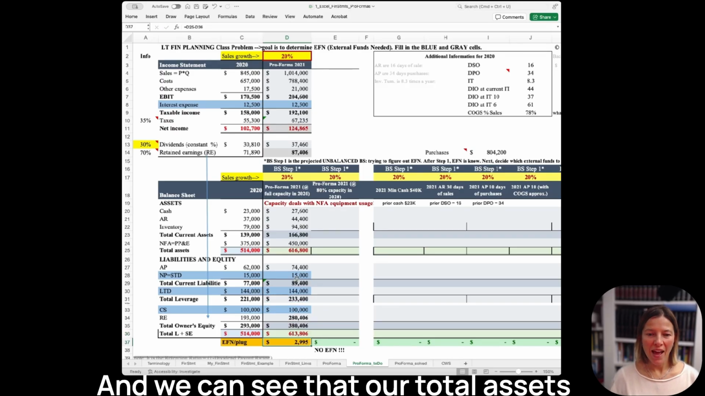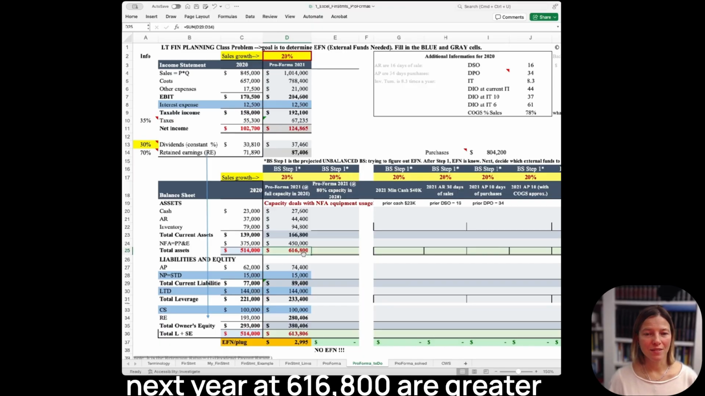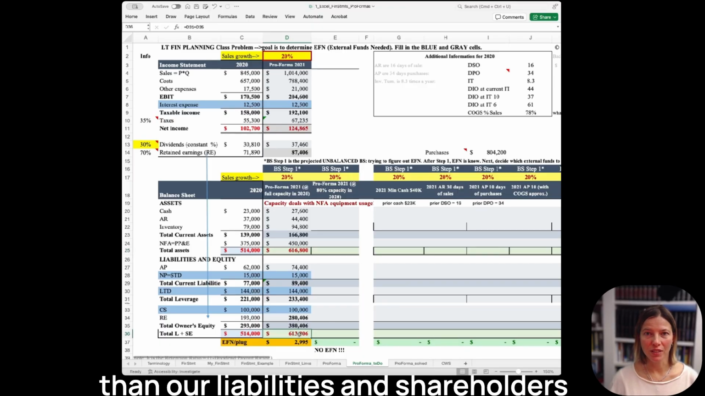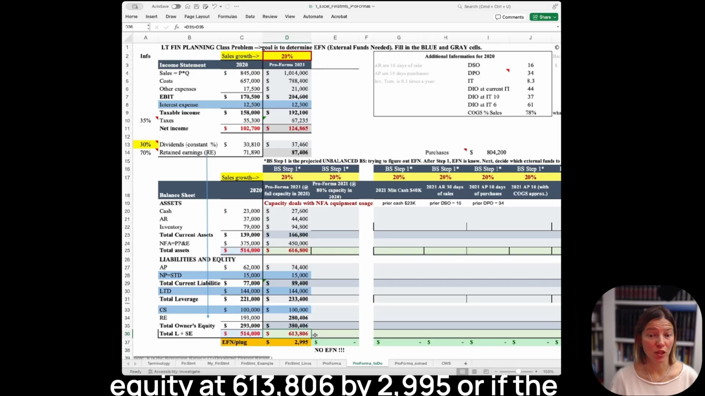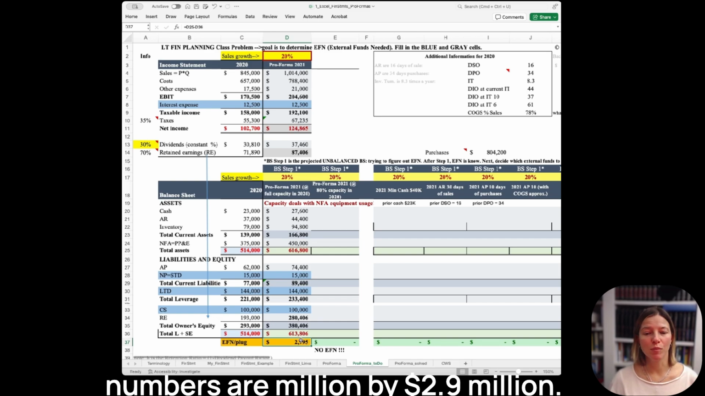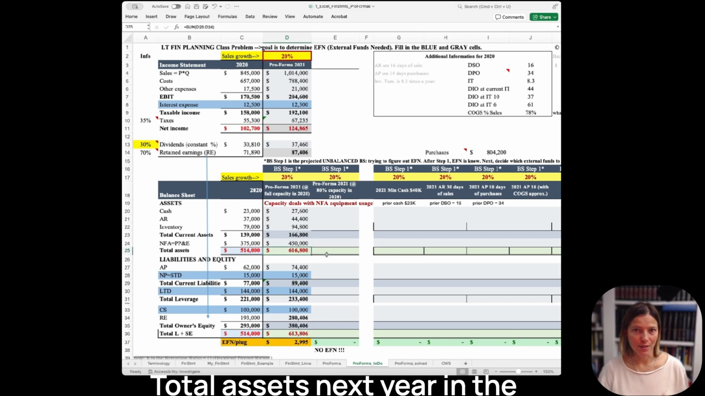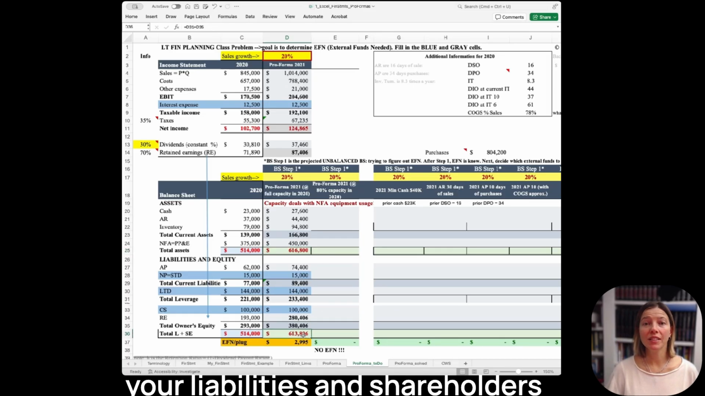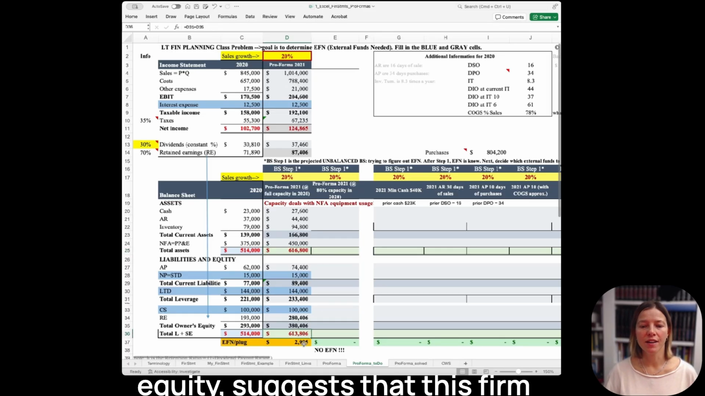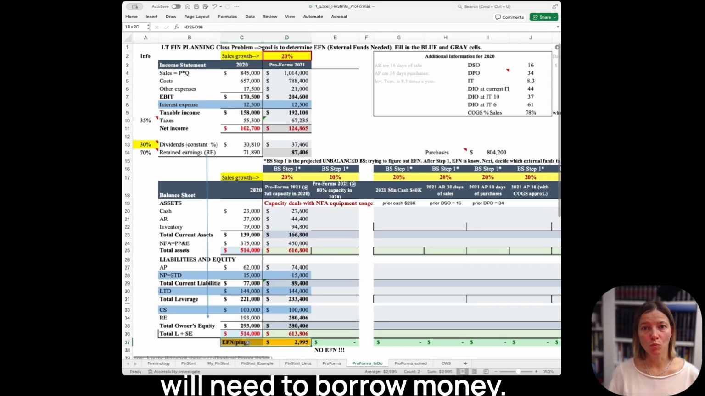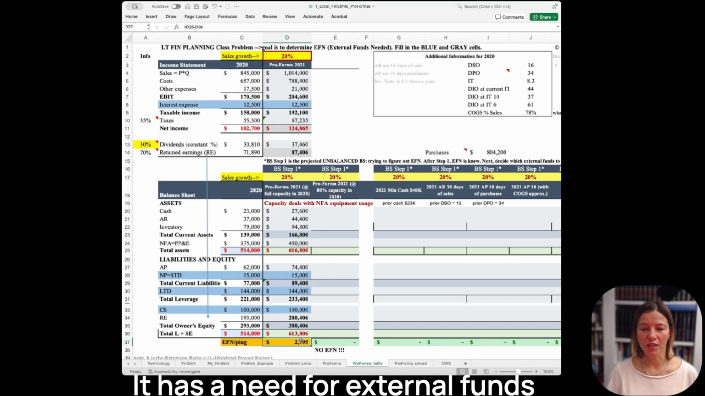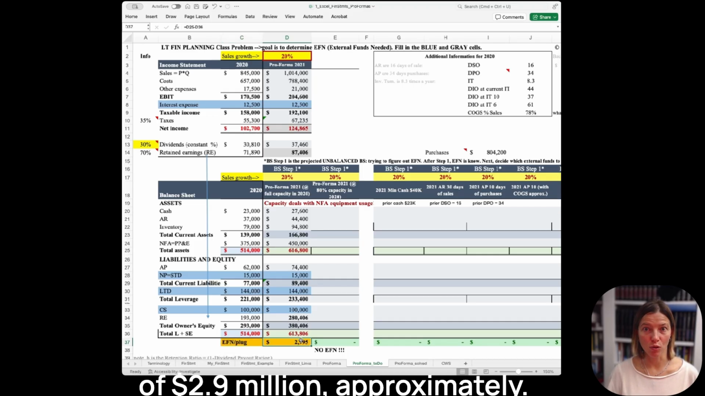And we can see that our total assets next year at $616.8 thousand are greater than our liabilities and shareholders' equity at $613,806 by 2,995, or if the numbers are in millions, by $2.9 million. Total assets next year in the projection being higher than your liabilities and shareholders' equity suggests that this firm will need to borrow money. It has a need for external funds of $2.9 million approximately.